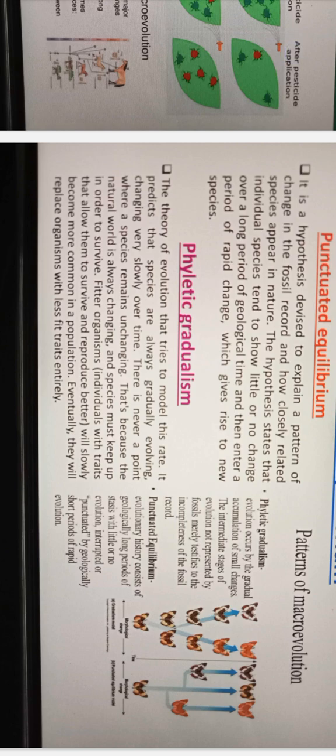Punctuated equilibrium is a hypothesis devised to explain a pattern of change in the fossil record and how closely related species appear in nature. This hypothesis states that individual species tend to show little or no change over a long period of geological time and then enter a period of rapid change which gives rise to new species.